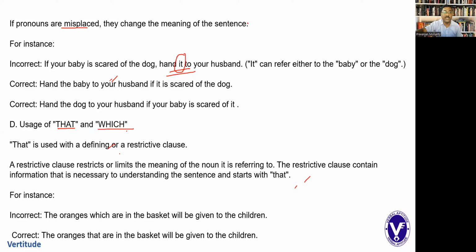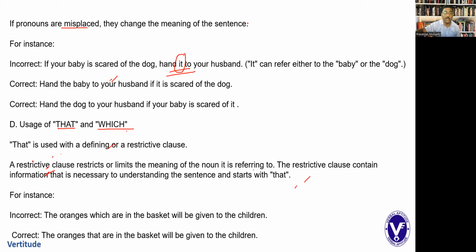That is used with defining or a restrictive clause. अच्छा क्या है वो? A restrictive clause restricts or limits the meaning of the noun it is referring to. The restrictive clause contains information that is necessary to understand the sentence and starts with that. देखो, don't worry, ये technical word पे मत जाओ, example देखो समझ में आ जाएगा.